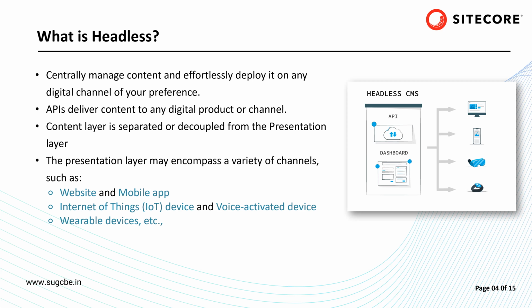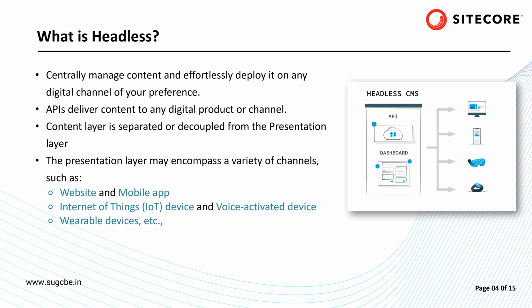When coming to the headless part, it's completely decoupled, right? The content is centrally managed, and you can create applications on top of it. The content layer is separated from the presentation layer, so they don't depend on one another. That's a main advantage, right? The content lives anywhere, and it provides an API to access it.